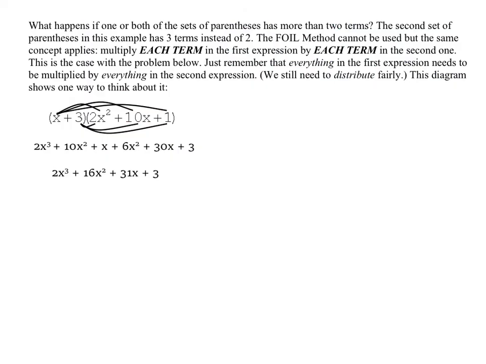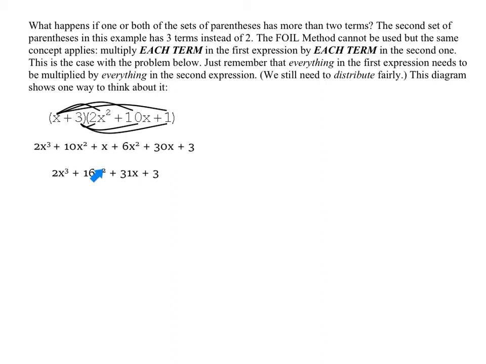All right, so we use the acronym FOIL to do a binomial times a binomial. But if I've got a binomial times a trinomial, that acronym doesn't work because we now have an extra term. So we don't do 2 terms times 2 terms. We end up doing 2 terms times 3 terms. So the same idea still applies.